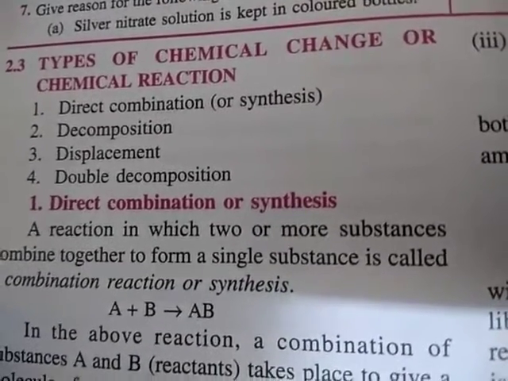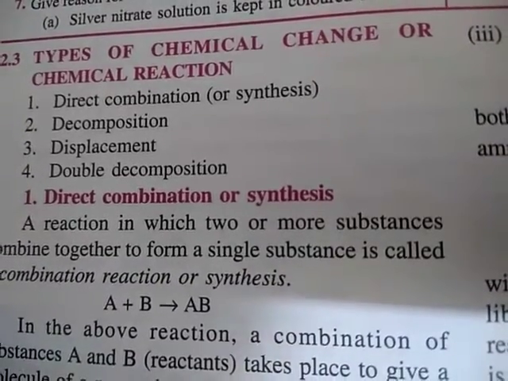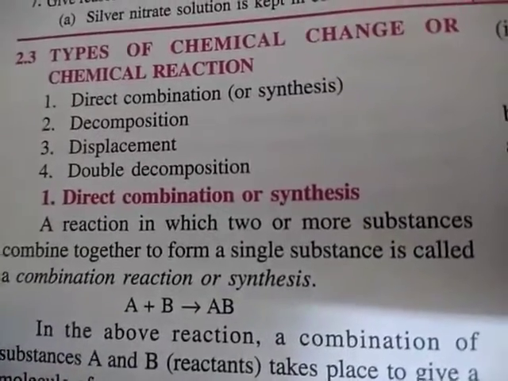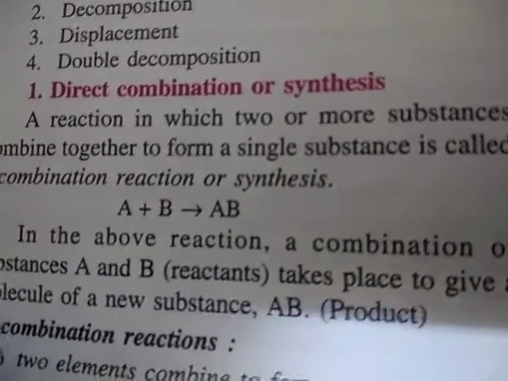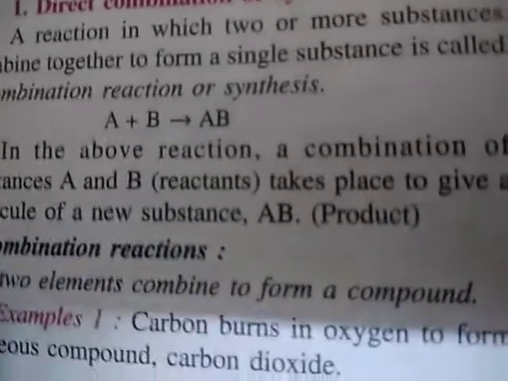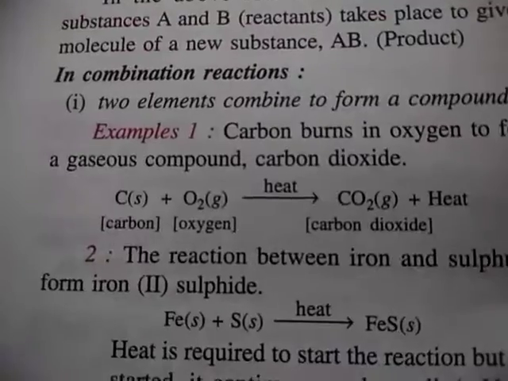So in direct combination, two or more than two either atoms or molecules are joining to become a single product. A general reaction they have shown you, A plus B giving you AB. So let us see some more reactions.